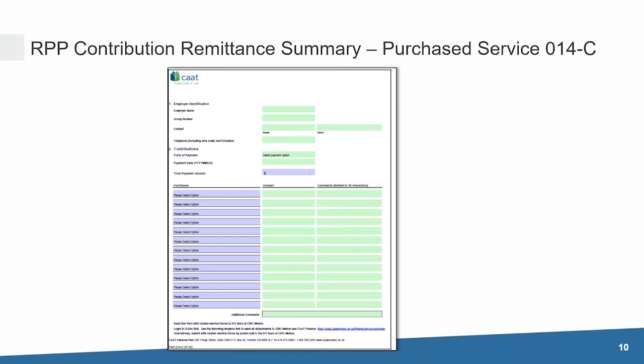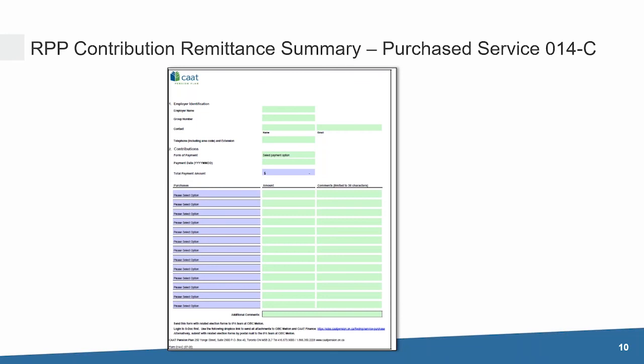The table just below the total payment amount is used to report the details of your remittance payment. It has 3 columns: contribution type, amount, and a comment section. The contribution type column lists the different types of buybacks in a drop-down. Please select the appropriate service purchase.